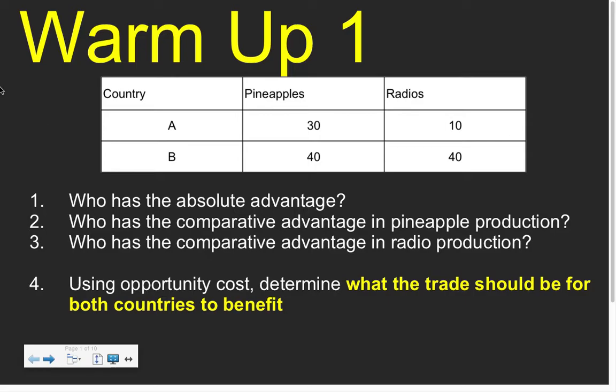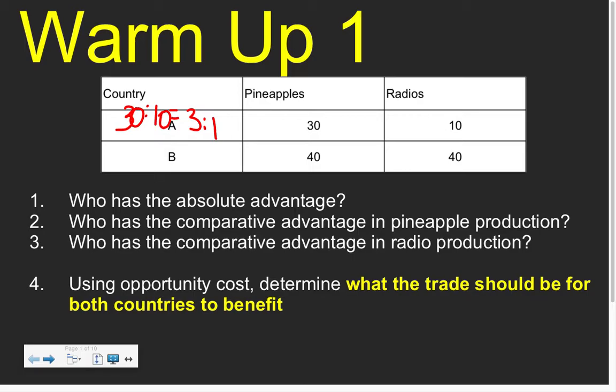So, what I'm going to have you guys do first, the first thing to do when you see a problem like this, I need to figure out the ratio of pineapples to radios. So for country A, I've got 30 pineapples to 10 radios, which then means my ratio is actually 3 to 1, right? For every radio I make, I could be making 3 pineapples instead.